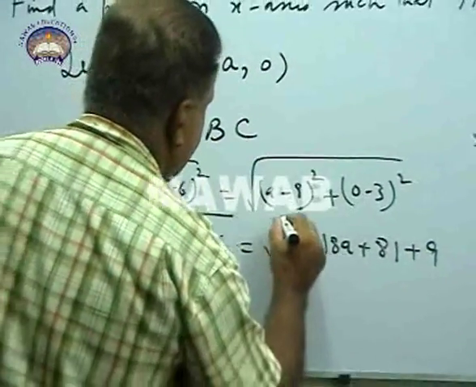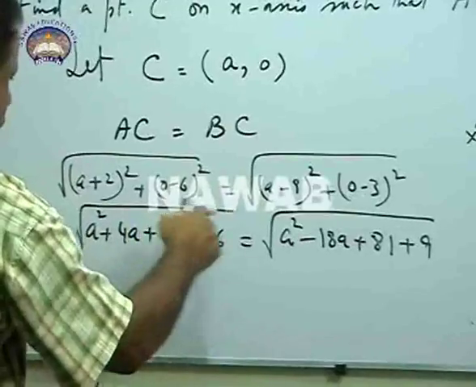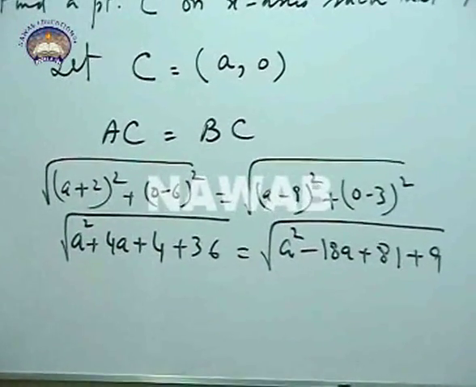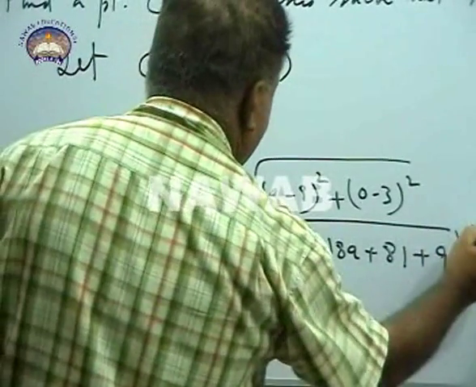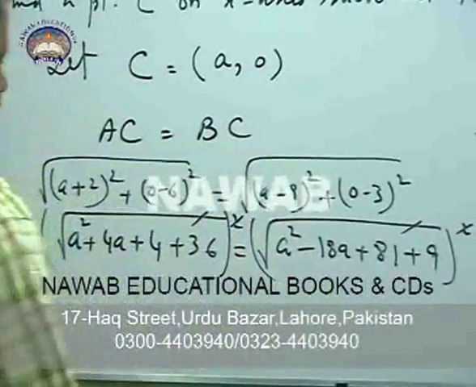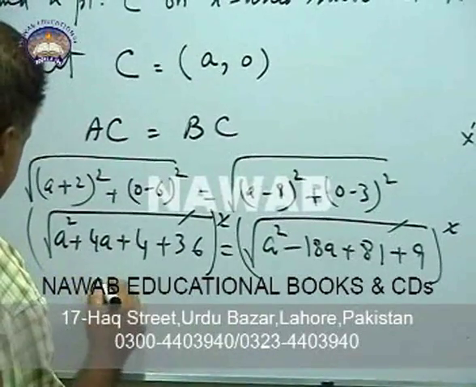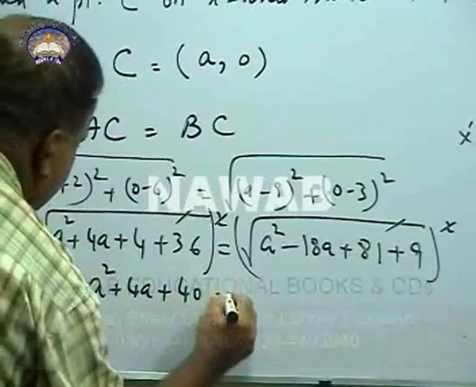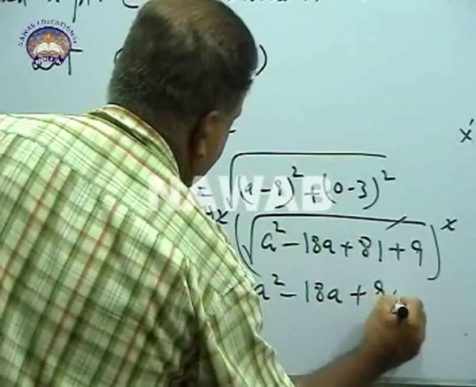under root a square minus 18a plus 81 plus 9. Now we can cancel both square root signs from both sides by taking square on both sides. So if I take square on both sides, definitely this square root is cancelling with this square. So we are left with only a square plus 4a plus 40 is equal to a square minus 18a plus 90.